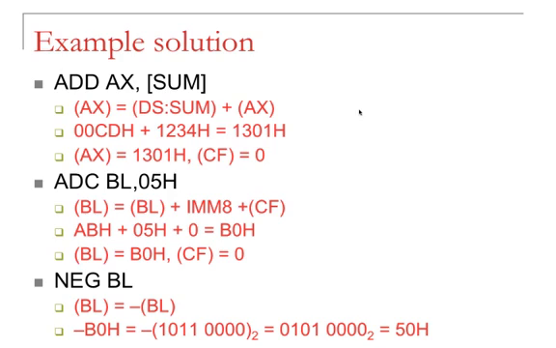So we're going to read the word from memory at location DS colon sum, and that's the meaning of these brackets here. We just want to use this notation to indicate that we're getting the content from memory at location DS colon sum, and then we're going to add that value to the value of AX. So that is 00CD plus 1234, both in hexadecimal.